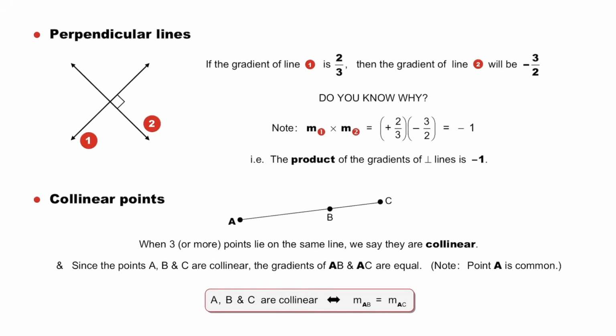Lastly, collinear points. When 3 or more points lie on the same line, we say they are collinear. And since the points A, B, and C are collinear, the gradients of AB and AC are equal. Note, point A is common. Again, we have a reversible statement, and we use that symbol to say that collinear points imply equal gradients, but equal gradients also imply collinear points.